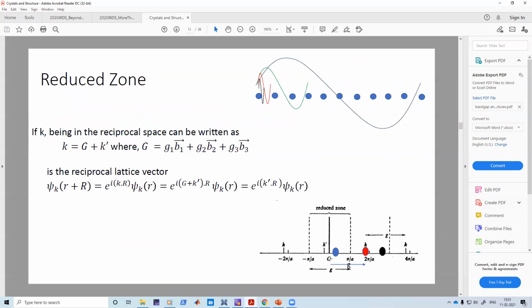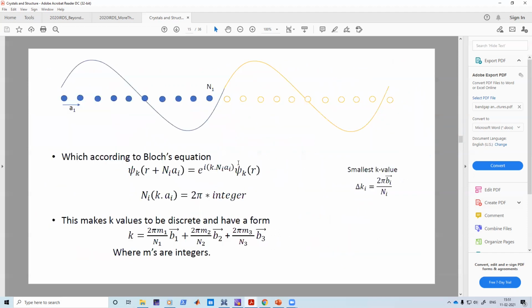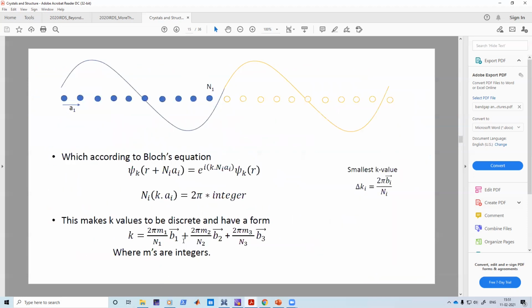We spoke about filling the electrons from k equal to 0 till some point. As k values come close to the Brillouin zone edge or the first reciprocal lattice vector, the wavelength is close to the interatomic spacing. We spoke about the Born-von Karman boundary condition, and we proved that your k values are discrete because of the boundary condition.